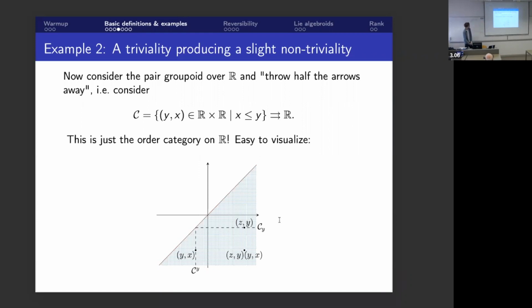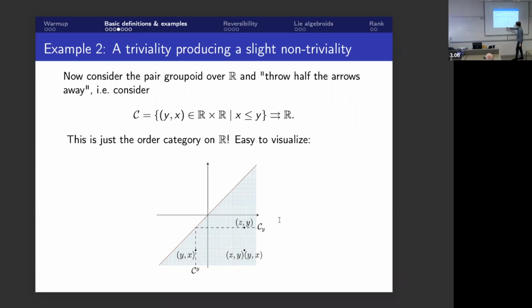So this is the way in which multiplication or composition in the order category works. It is very easy to visualize, and it's also immediate that this is a Lie category, so that it's internal to the category of smooth manifolds. But so your objects are the lower half plane? No, those are my arrows, my morphisms. My objects are just R. Okay. So my set of objects is just R. Yeah.